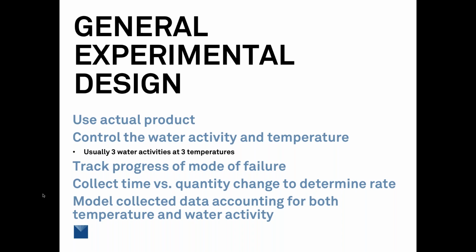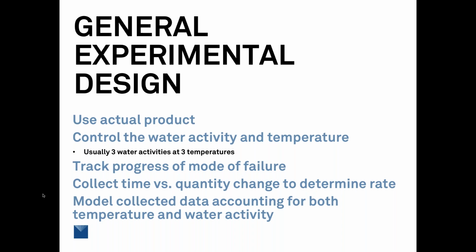So our general experimental design was to, first of all, use the actual product. So we're going to use the actual shortbread cookies. And then we need to hold these cookies at different water activities and temperatures to try and identify the role of water activity and temperature in the stability of the product. And so typically we'll do this at 3 water activities and 3 temperatures so that we have a good representation of both properties.